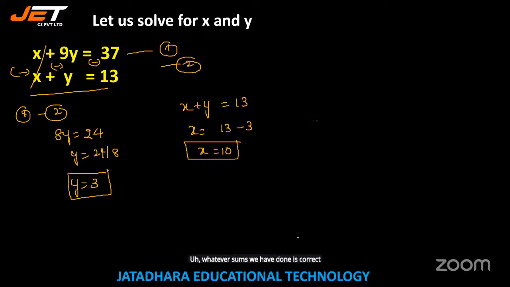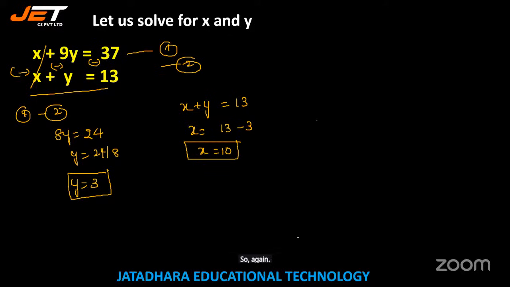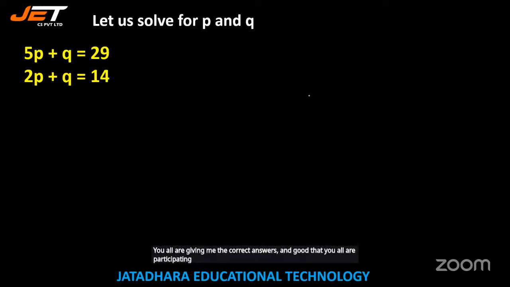All right, now let's quickly look into how many of you have given the correct answers. So again, I have Rishi with me, I have Harshit, Ritika, Kirtana, Madhupriya, Pooja, Shivamani, Divya, Chandana, Vasanta Kumar, Sai Kirtana, Suhasini, Ritika. Very good students. You all are giving me the correct answers, and good that you all are participating. All right, now let's move on to the next question.